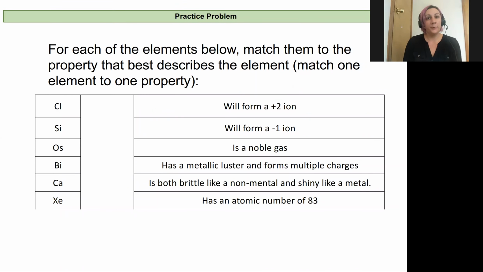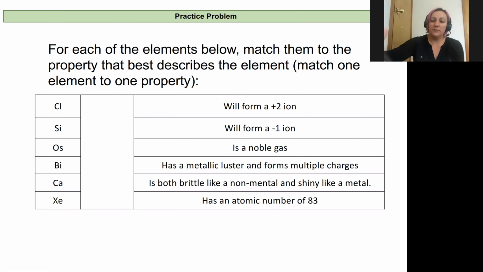In this video, we're going to walk through a practice problem that you've tried hopefully already. If not, pause and please give it a shot. So we basically have a matching game, and we're going to try to match each element listed below with the property that best describes it. This is definitely a problem where you need a periodic table to look at. So I'll walk through the solution pretty briefly.